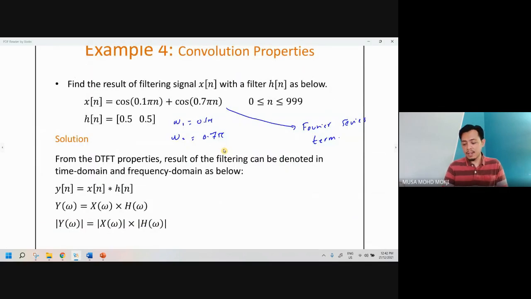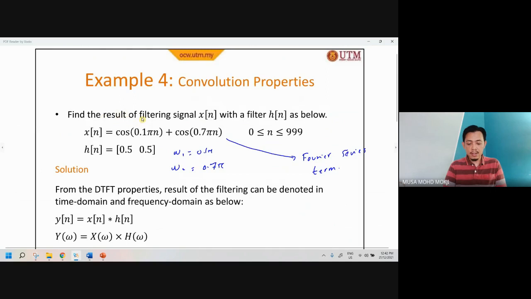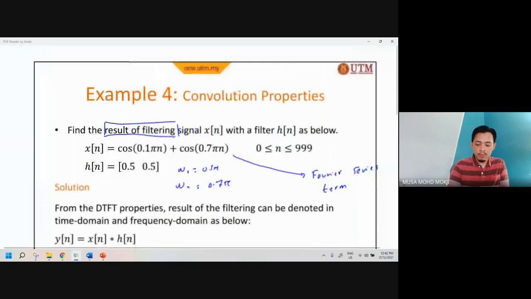You need understanding. Okay, so let's find the result of filtering the signal Xn. What does this mean? You need to find the result of filtering, so actually you need to find the output.